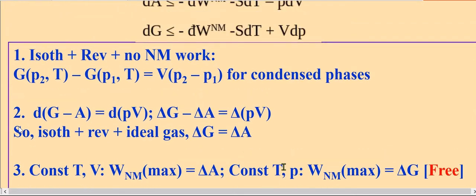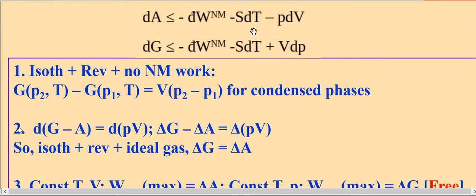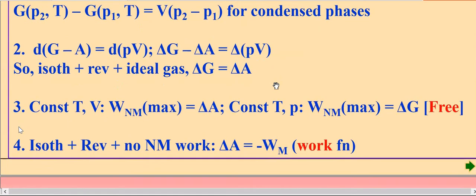Because it is isothermal and reversible, this term vanishes. This term is zero because there is no non-mechanical work. So dA, for reversible, becomes equal to minus PdV. If you integrate, delta A becomes the integral of minus PdV. The PdV integral is the work, the maximum work possible, so it is equal to minus the maximum work. That's why A is sometimes also called the work function. So this is the reason.